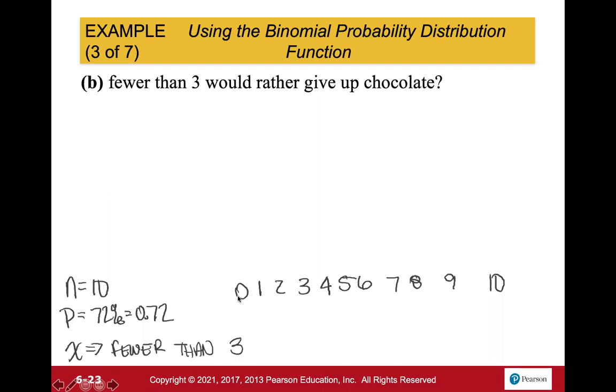is 0 fewer than 3? Yes, 0 is fewer than 3. 1 fewer than 3, yes. 2 fewer than 3, yes. 3 is not fewer than 3, and 10 is definitely not fewer than 3. So that one's not going to be there. So fewer than 3 is only going to constitute these three numbers, because 3 is not fewer than 3. So all of these other numbers are not going to be true. So what we would have to do is one of two things.